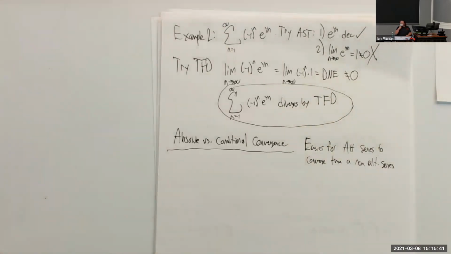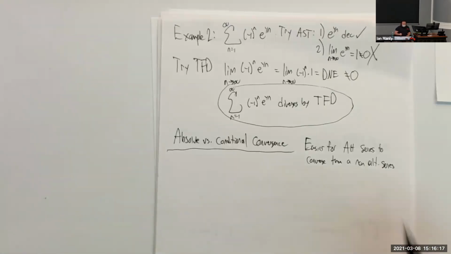Let me address some of the questions here. Are the multiple choice options for the exam going to have us pick the right test to use? Yeah, that's very likely. Will we have to use the test for divergence if we don't meet those two conditions? That'd be an excellent thing to try. Usually if the AST doesn't work, then TFD might. It doesn't have to go to a different number to show divergence by the TFD. The test for divergence says that if you're not going to 0, then you're going to diverge. Whether you go to a different number than 0 or your limit doesn't exist at all, if it's not 0, then it's going to diverge by the TFD.